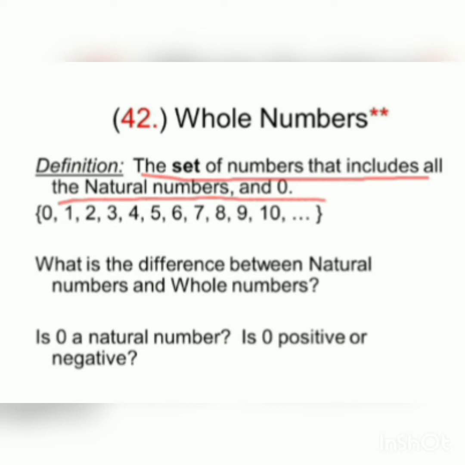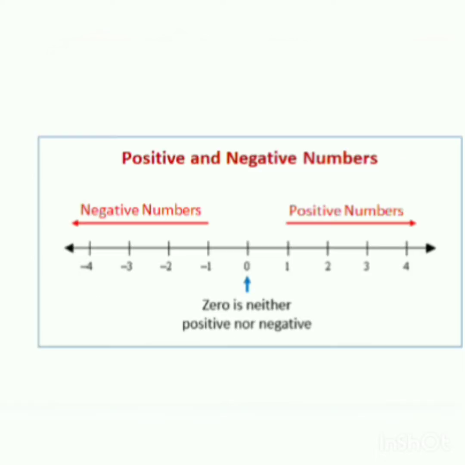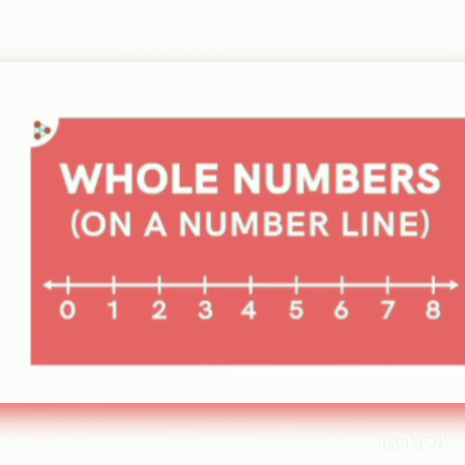As we know that natural numbers start from 1, so 0 is not a natural number. And is 0 positive or negative? The answer to this question is, students, you can all see this diagram here of positive and negative numbers. The 0 is present in the center, and onward are the positive numbers and backward are the negative numbers. We can see that 0 is neither positive nor negative.